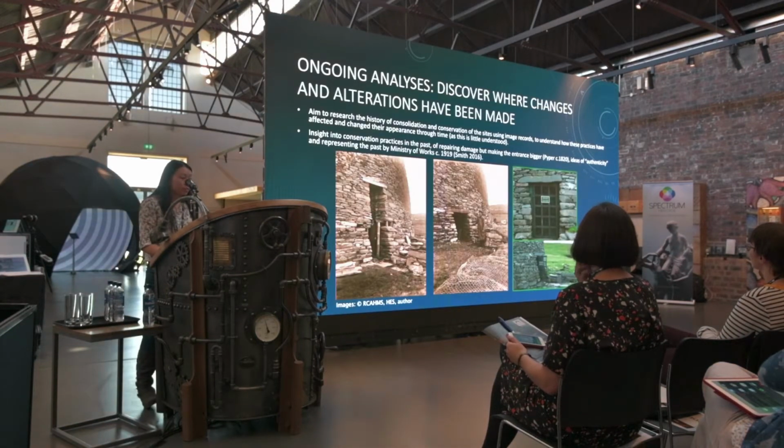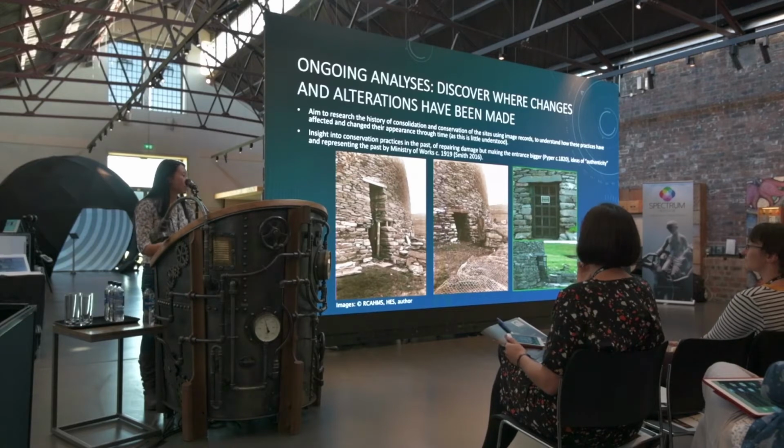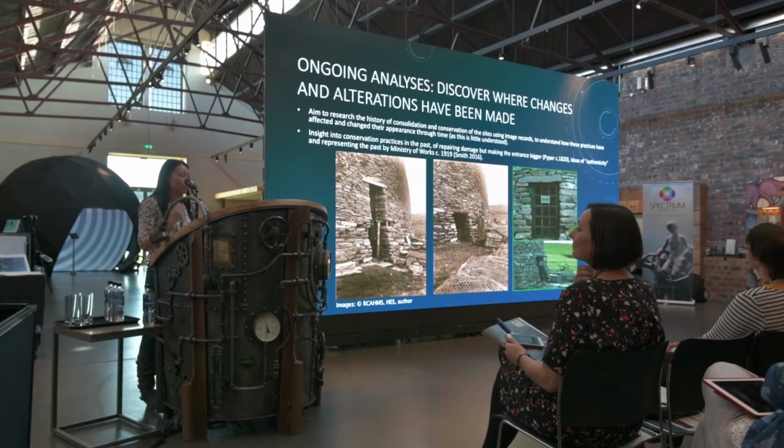I've got quite a few other ongoing analyses taking place. Another one of the key things I'm looking at in my PhD is where changes and alterations have been made over time, especially in the last 200 years when we have image records of the sites. This is quite a nice example at Mousa, where in 1919, when the Ministry of Works took over the site, they made a drastic change to the doorway, lowering it to what they then thought was the more accurate Iron Age level, which is quite a massive change. I think we want to look into things like this because it gives us insights into conservation practices in the past, and an idea of why people were doing things like this.